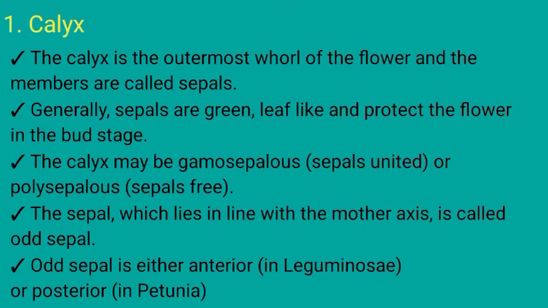The calyx may be gamosepalous, which means united sepals, or polysepalous, which means individual or free sepals. The sepal which lies in line with the mother axis is called odd sepal. Odd sepal is either anterior or posterior. Odd sepal is anterior in Leguminaceae family plants, posterior in Petunia plant.